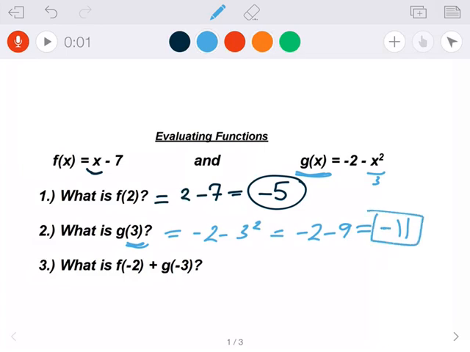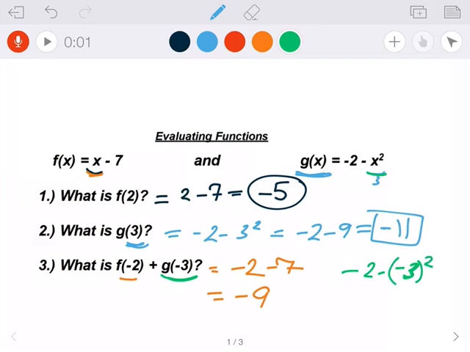In number 3, it says, what is f of negative 2 plus g of negative 3? Well, what this means is we need to go to function f first and replace x with negative 2. So we'd have negative 2 minus 7, which is negative 9. And then we need to go to function g and replace x with negative 3. So we would have negative 2 minus negative 3 squared.